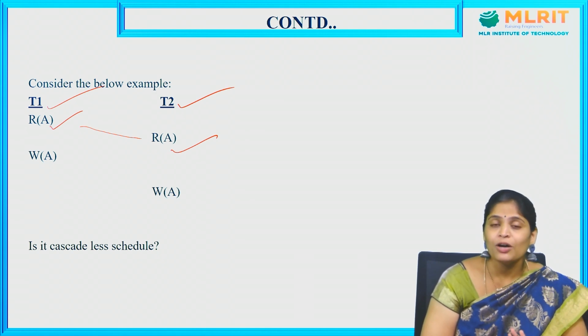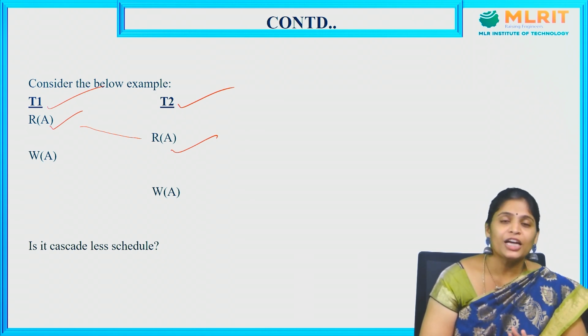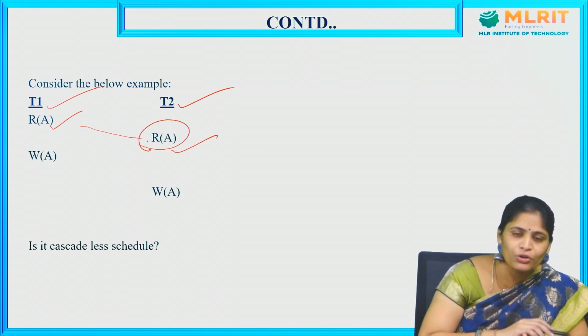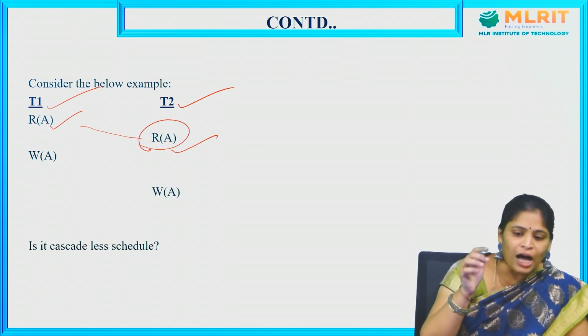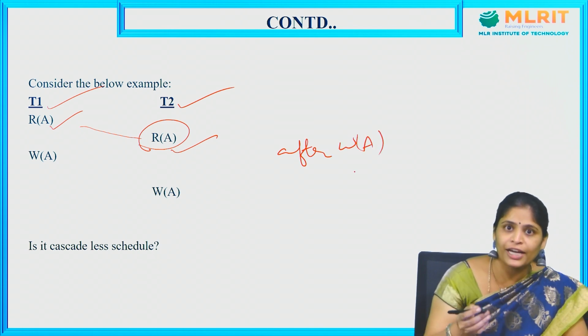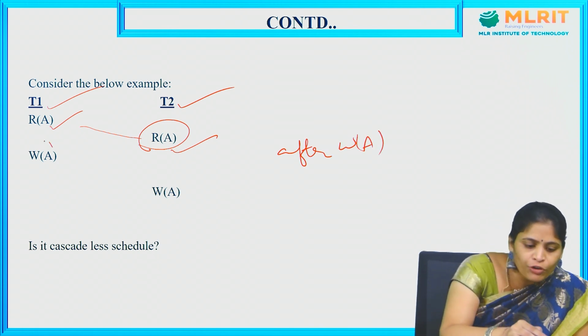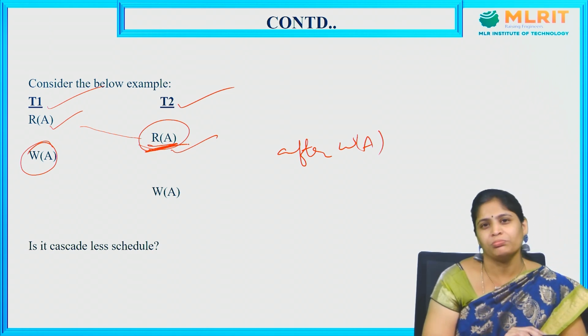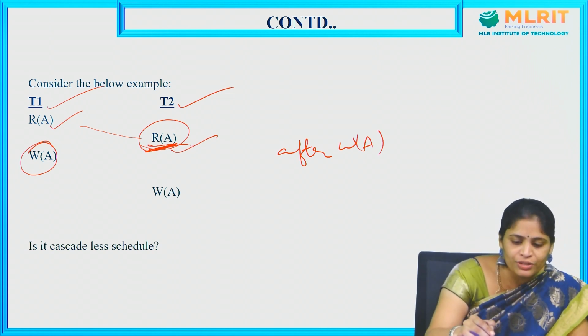Why? Because what is the definition of cascadeless? It will not allow reading after a write operation, after write and commit. But here it is reading before the write operation only. So it will allow. This is also correct.